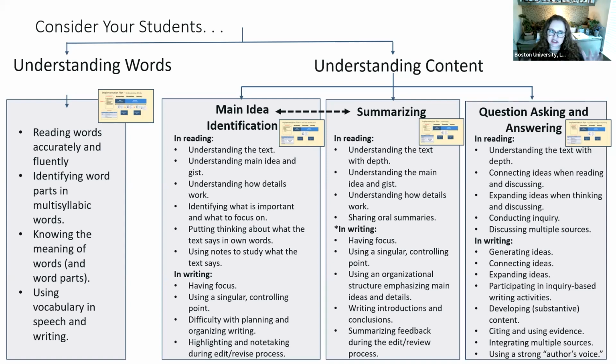So part of your decision was to consider, did your students have trouble with the understanding words part? Did you need to go down word level reading instruction? Did you need to explicitly teach vocabulary? That might have been where you started. For others, you might have tilted to understanding content. Maybe your students are successful or relatively successful, let's say, in understanding the words they read. Then we go down the content track.